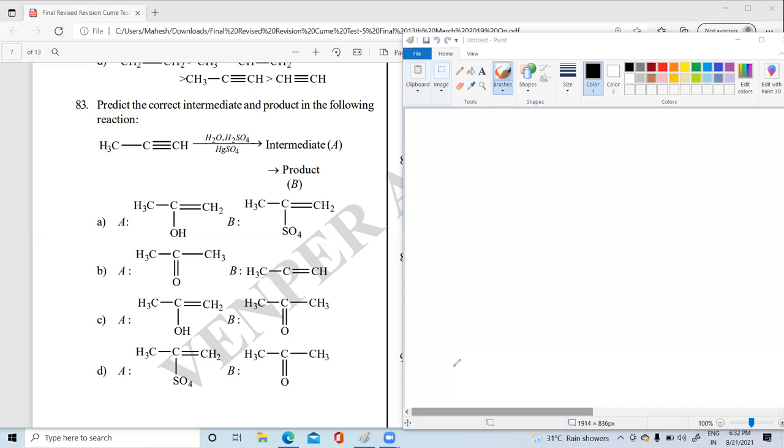Dihedral angle will change. But bond angle and bond lengths are the same here, students. Bond angle as well as bond lengths remain the same in this case. C is the correct answer.